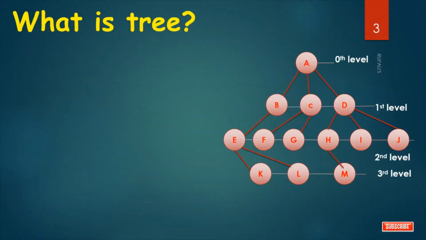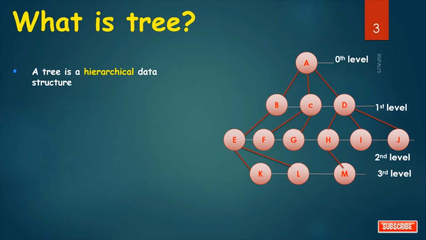So, what is a tree? A tree is a hierarchical data structure. So, what is a hierarchical data structure? Hierarchical means arranged in order of rank. See here, if this is the picture of a tree, then this is the 0th level, this is the first level, this is the second level, this is the third level. That is, a tree is arranged in order of rank.